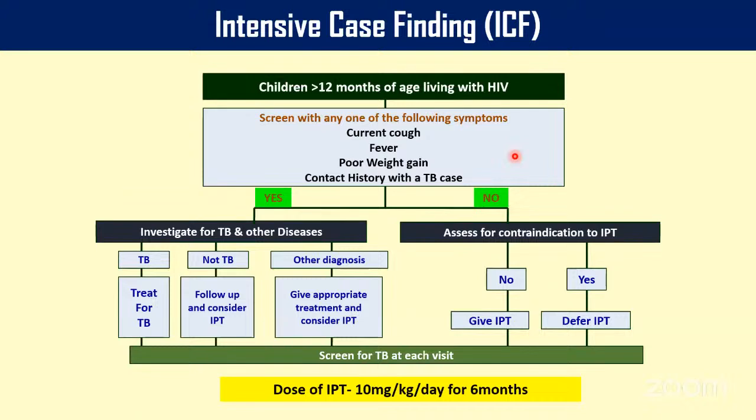If there is TB, treat TB. If there is no TB, consider IPT if there are no other contraindications. For other diagnoses, again consider IPT after the appropriate treatment. If the screen is negative, then look for any contraindication for IPT. If there are no IPT contraindications, give IPT. If there are contraindications like hepatitis or anything like that, you defer IPT. So screen for TB at each visit. The dose of IPT is 10 milligram per kg per day for 6 months.